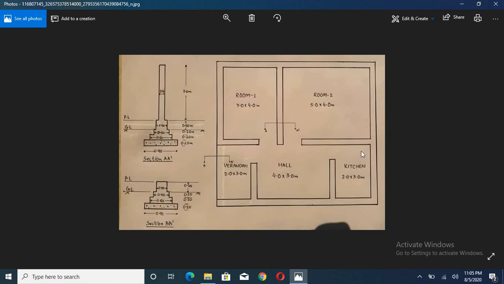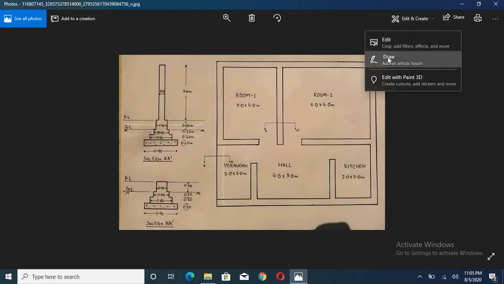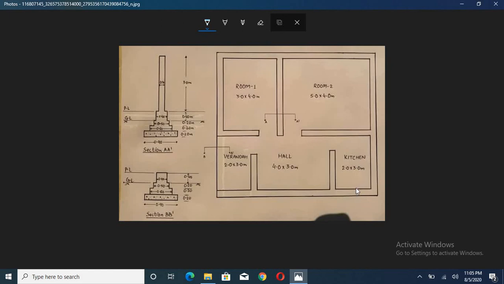Now length, we know that from this corner to this corner the length is 3 meter. If you go up to the center, that means 0.15 on this side and 0.15 on this side, the total comes to 3 plus 0.15 plus 0.15, total it comes to 3.3, but this portion has already been calculated.